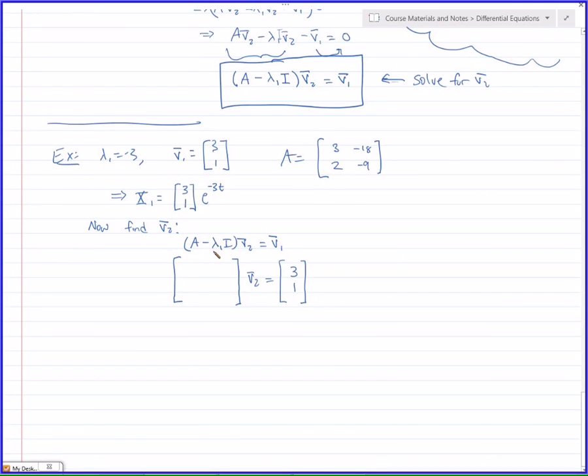v1 is (3, 1). What's A minus lambda I look like? A minus negative 3I. That's what goes right there. So remember 3I is 3 times [1, 0; 0, 1]. So I'm adding 3 to the diagonal. So you get [6, negative 18; 2, negative 6]. Agreed?